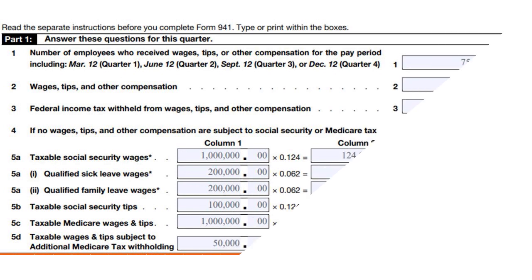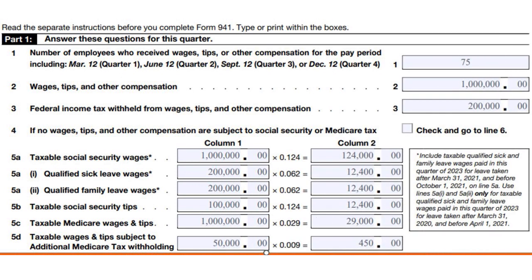So in part one, you basically have to put the number of employees who received wages, tips, or other compensation. We're talking about the quarter here. So we put 75 in our case, and you have to put the wages, how much you actually paid in total. Again, Form 941 is for every quarter. It's per quarter. Form 940 is for the whole year.